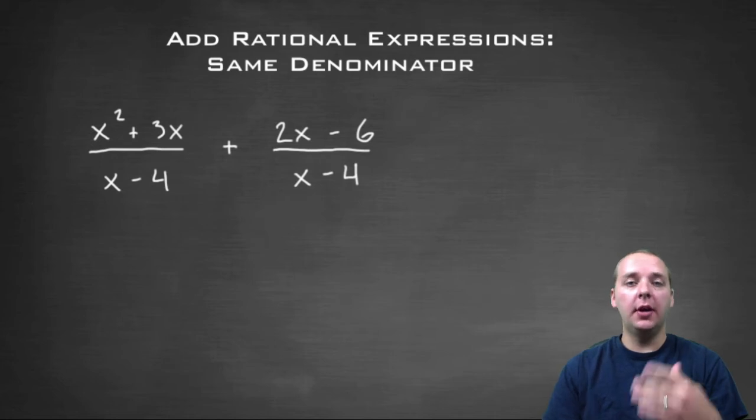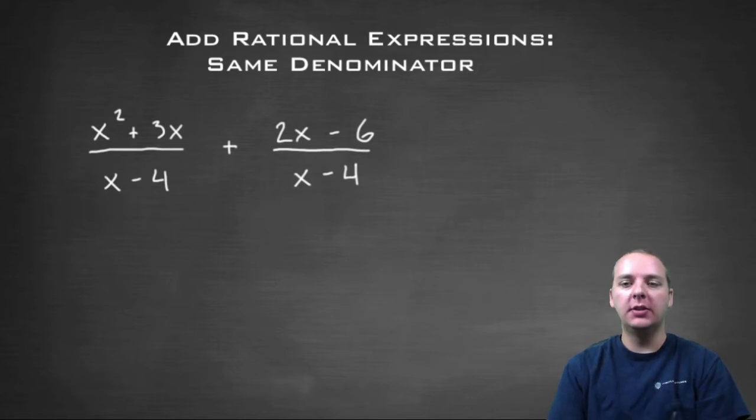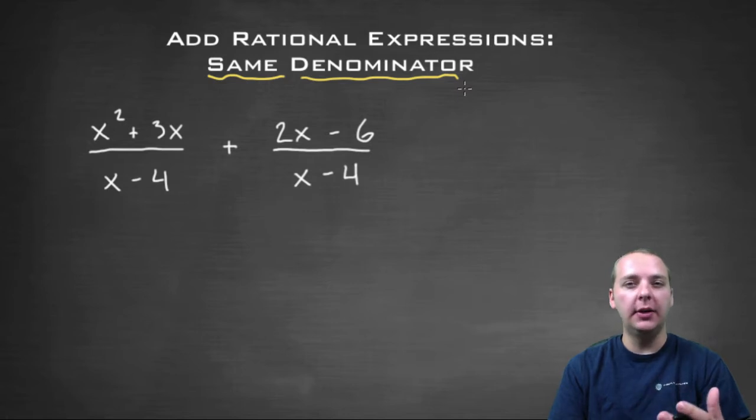Let's talk about how you would take one rational expression and add it to another rational expression. Now, there's actually two different cases we need to break down, and we'll do this over the course of the next couple of videos. For now, we're going to make sure that for both of these expressions, they have the same denominator. That's very important because if the denominators are not the same, you take a little bit different approach.